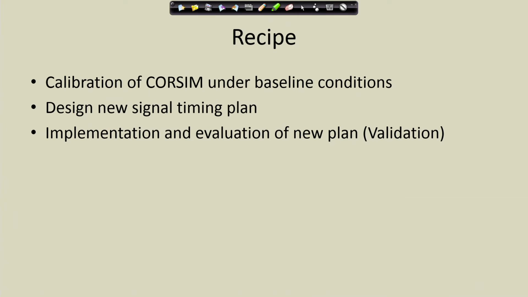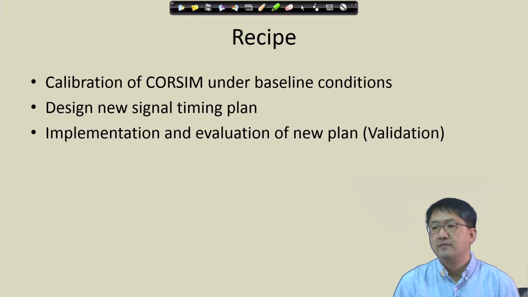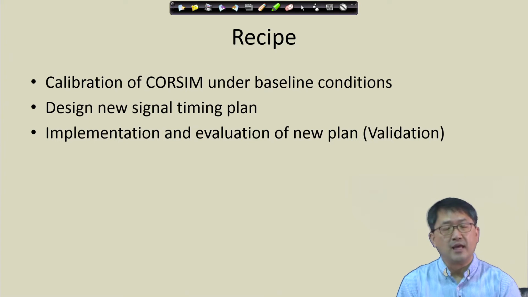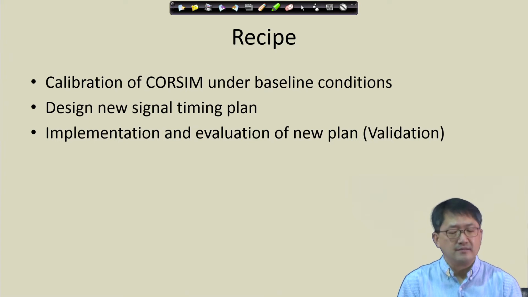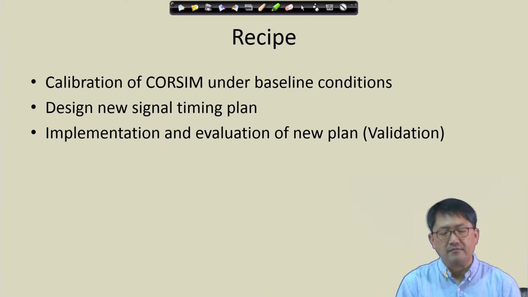So we want to calibrate CORSIM for baseline, which is existing conditions. And then to validate, we designed a new timing plan. And then we implement the timing plan, and then we compare what we call the calibrated CORSIM, predicting the new timing plan, and also we collected another data from the field. So we are making apple-to-apple comparisons. So that's how we did calibration and validations.